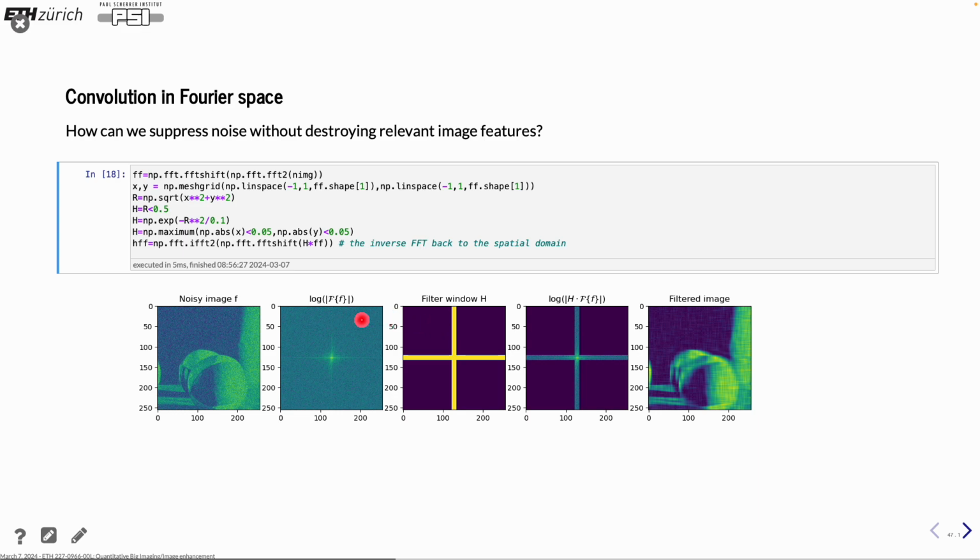In this case, I want to apply a filter that focuses on the DC components in X and Y. And with that, I create this filter window. So I just filter out, saying everything outside of this cross is 0, and inside I keep the information.